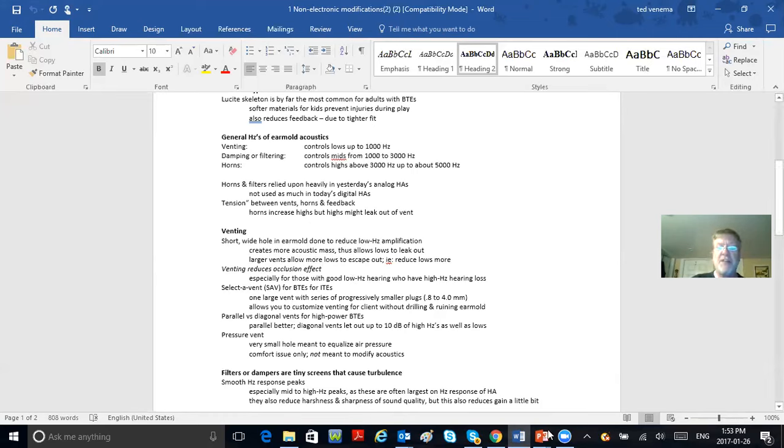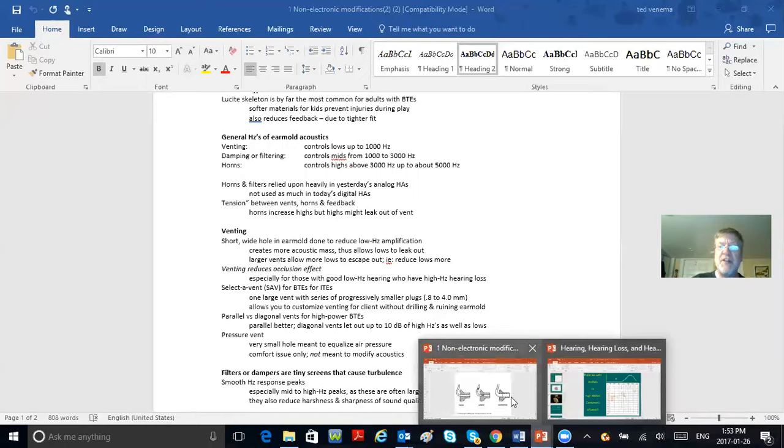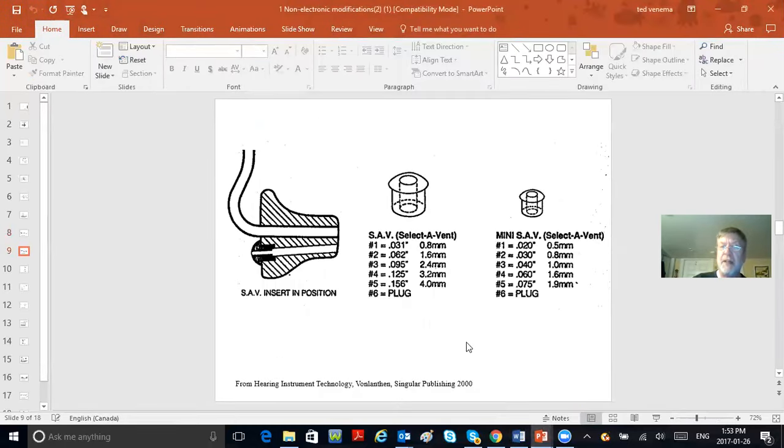Selective vent for BTEs or ITEs was this slide here. I just showed you that. And that's just done by trial and error. And remember, these are not really with RICs. This is not with receiver in canals. You can choose domes that have wider vents or smaller vents. That's today's lingo. But the principle remains the same. The bigger the vent, the more the lows go out.